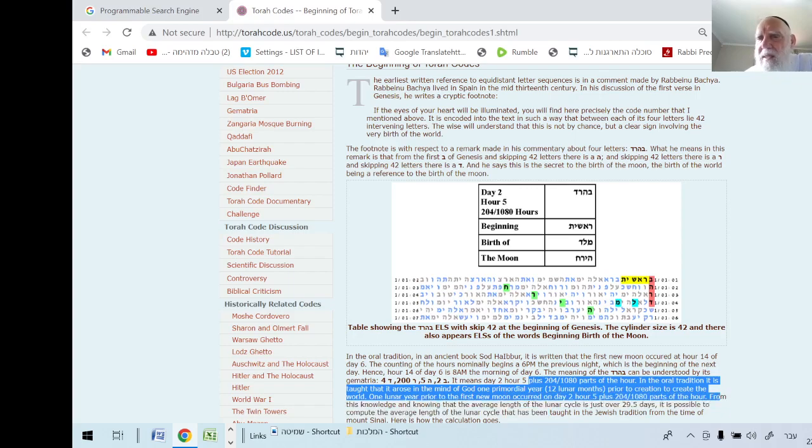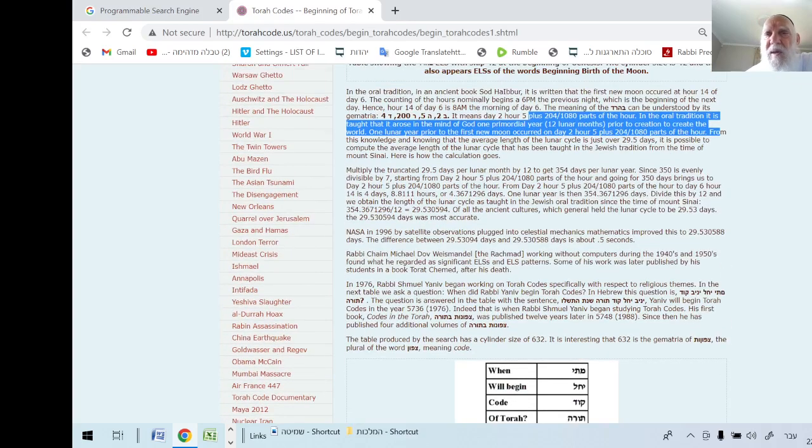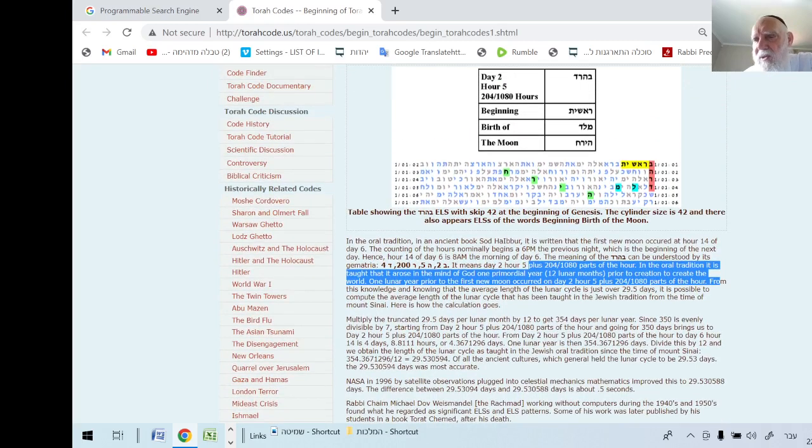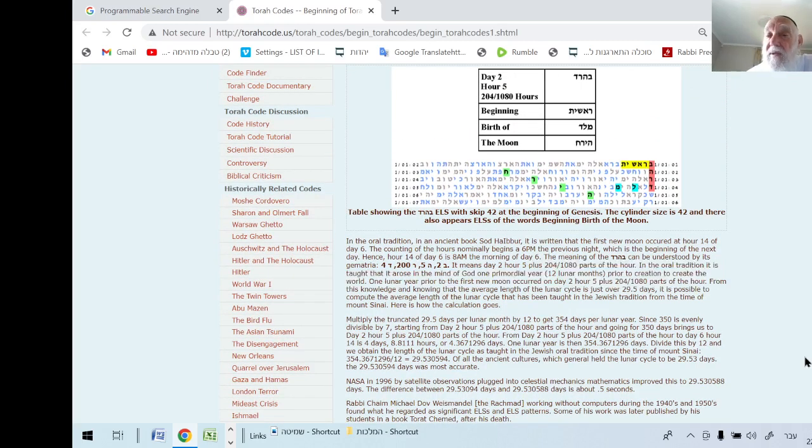was really the beginning of the day, because we know quite well that the Jewish day starts from the night, then goes into the day. So according to this, the previous night is the beginning of the next day, and hour 14 of day 6 is 8 a.m., because 6 from 6 is 12, and 6 till 8 is 14. It is 8 a.m., the morning of day 6.